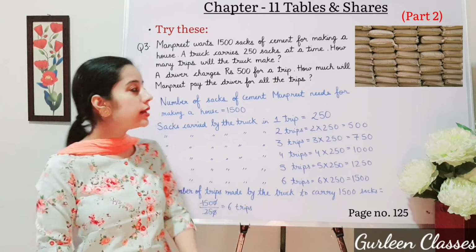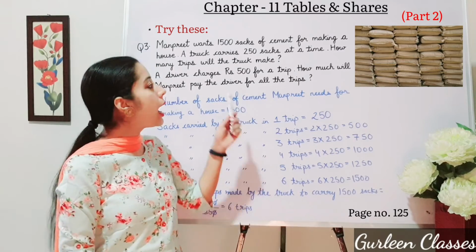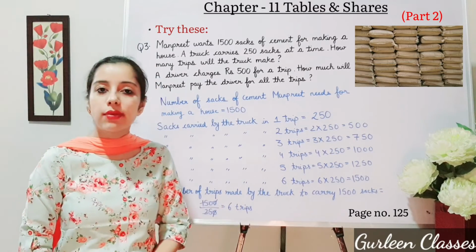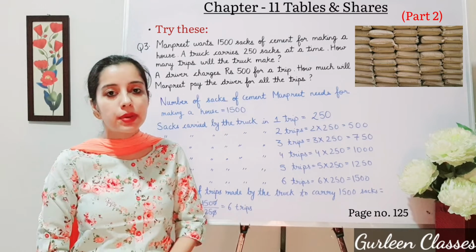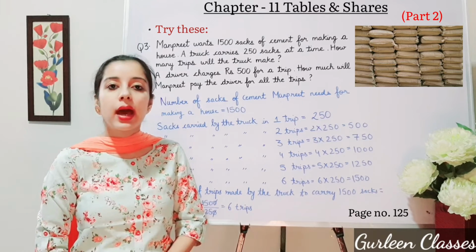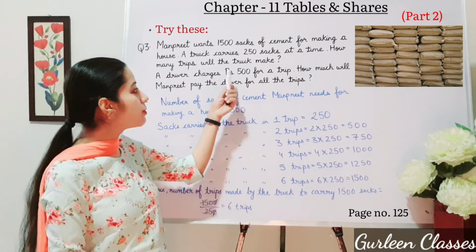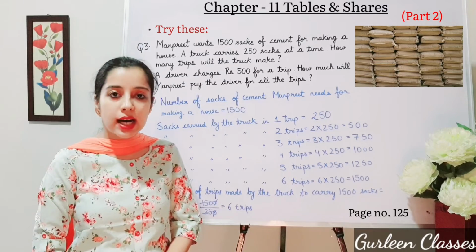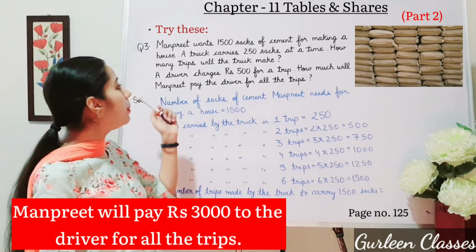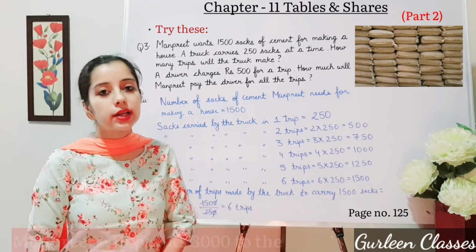Now next part is, a driver charges rupees 500 for a trip. How much will Manpreet pay the driver for all the trips? So amount charged by driver for a trip is rupees 500 and number of trips are 6. So we will multiply rupees 500 into 6, that is rupees 3000. So at last we will write, Manpreet will pay rupees 3000 to the driver for all the trips.